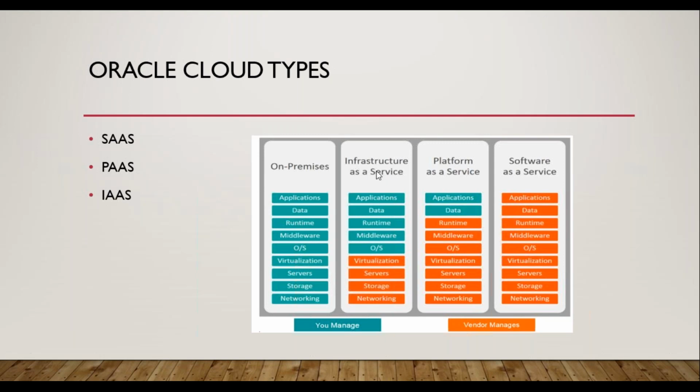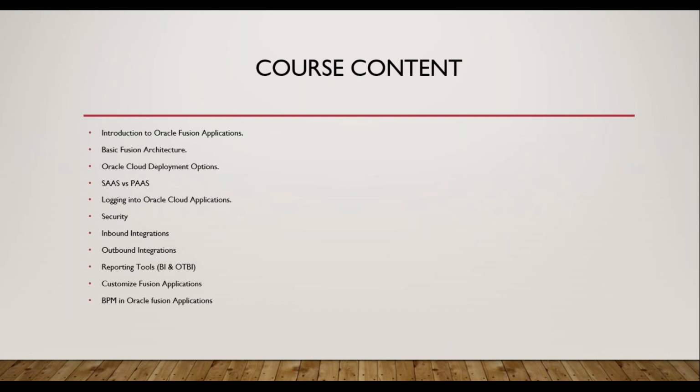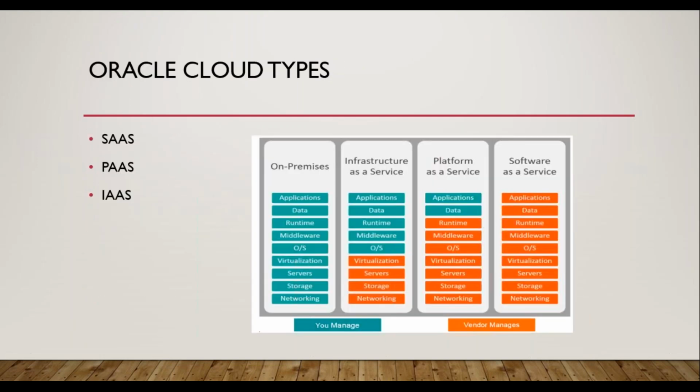And similarly, with infrastructure as a service, the applications, data, runtime, middleware, and OS, the client has to take care of all of these, and the vendor will provide virtualization, servers, storage, and networking. So these are the basic differences between SaaS, PaaS, and IaaS. Any questions that you have?